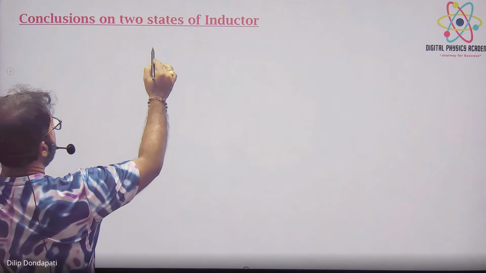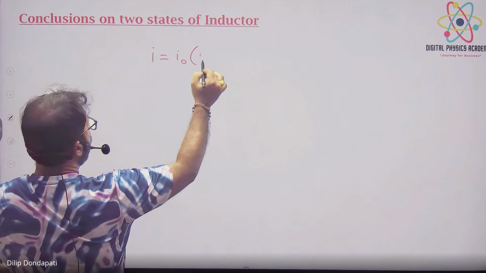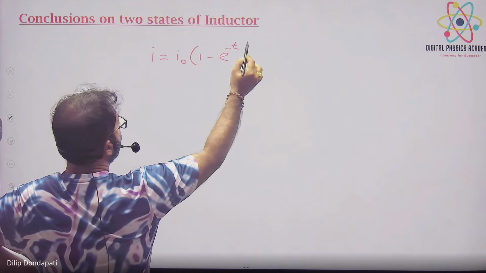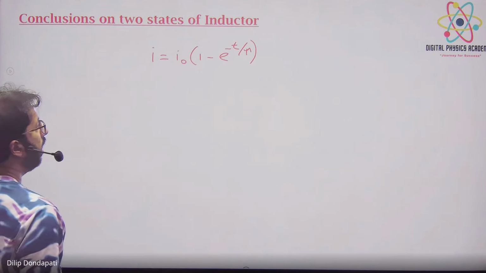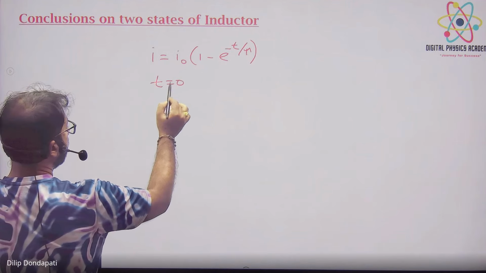See, I is equal to I naught into 1 minus e power minus t by tau. This is the formula for the current. At t equal 0, substitute and tell the answer. Current is how much?